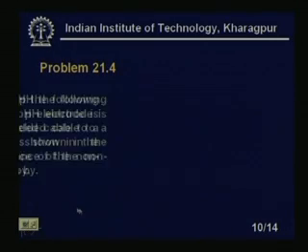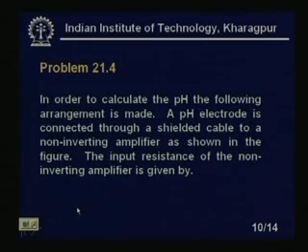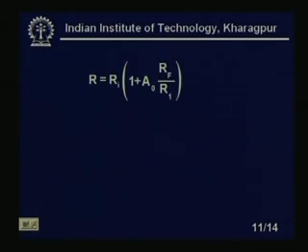Problem number 21.4. The problem is telling, in order to calculate the pH, the following arrangement is made. A pH electrode is connected through a shielded cable to a non-inverting amplifier as shown in the figure. The input resistance or impedance of the non-inverting amplifier is given by R equal to Ri (1 + A naught Rf by R1). Everything will be clear in the circuit.